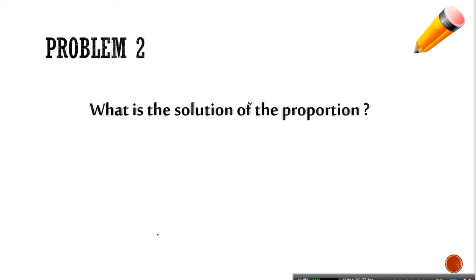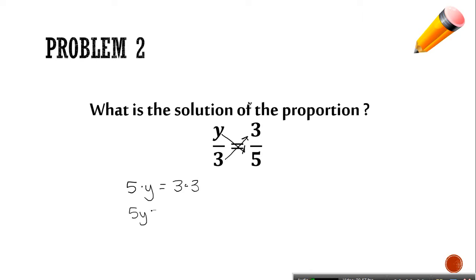Problem 2. What is the solution of the proportion y over 3 equals 3 over 5? What I'm going to do is cross multiply. Y times 5, so I'm going to get 5 times y. I'm going to write that nicer, so my number's in the front, so I can see that number right away. Then I'm going to go 3 times 3. So now I'm going to get 5y equals 3 times 3, which gives me 9.